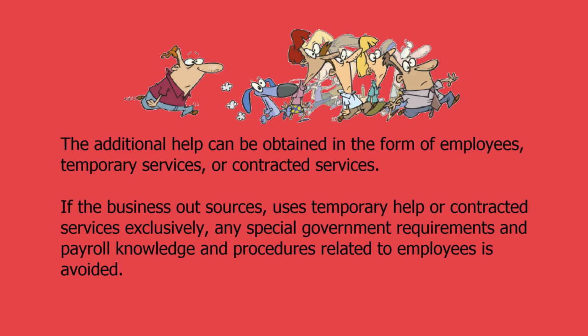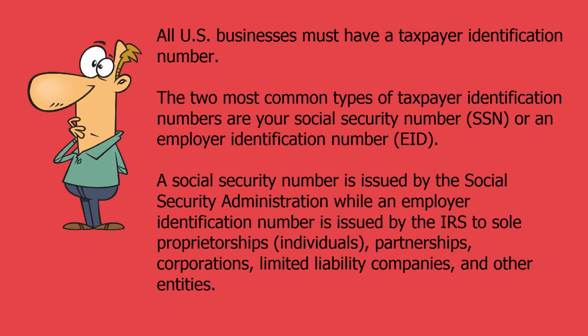All U.S. businesses must have a taxpayer identification number. The two most common types of taxpayer identification numbers are your Social Security number (SSN) or an Employer Identification Number (EIN). A Social Security number is issued by the Social Security Administration, while an Employer Identification Number is issued by the IRS to sole proprietorships, individuals, partnerships, corporations, limited liability companies, and other entities.